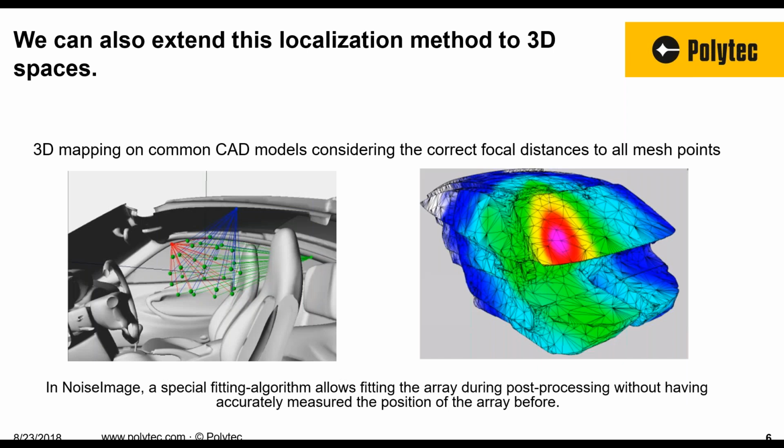As that last image showed, that was on a 2D plane. We can also transfer this into a 3D space. We can use point clouds, meshes, or real CAD images. That way we can know the exact distance from each microphone to the surface of whatever we're mapping on. The principle is the same. We basically divide the CAD model into pixels as you would on the 2D image, and the theory is exactly the same.